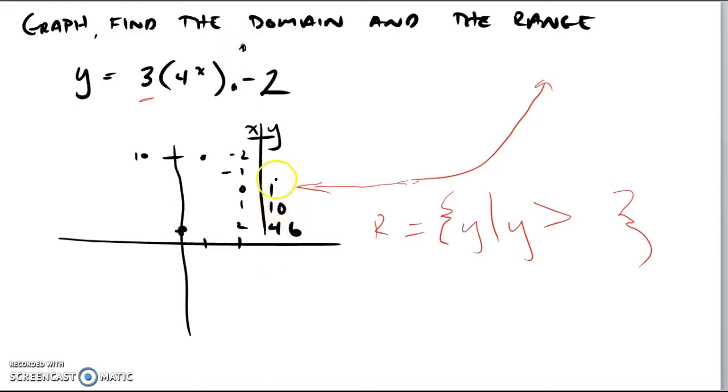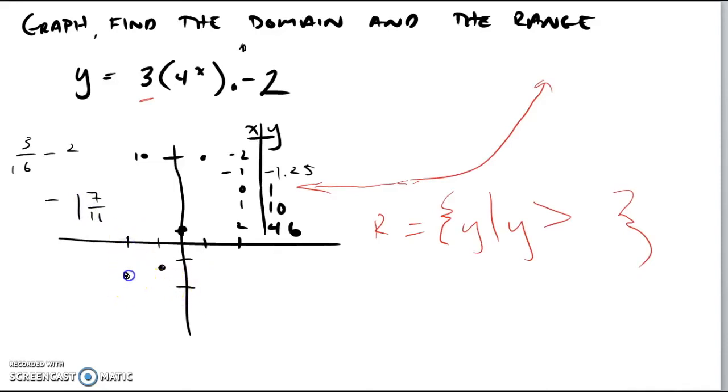And now if I put in -1, then I get 1/4. 3 times 1/4 is 3/4. 3/4 minus 2 is -1.25. Wait, 3/4 minus 2. Yeah, -1.25. Okay, so now we're down here at -1, -1.25, just right about here. And if I put in -2, I have 1/16. 3 times 1/16 is 3/16. 3/16 minus 2 is equal to -1 7/16. And what's happening is we're approaching -2, but we're never going to hit it.